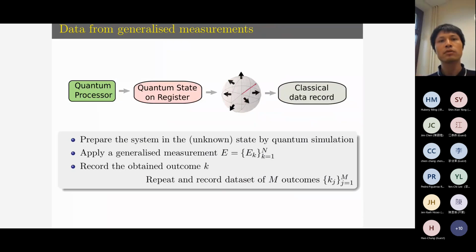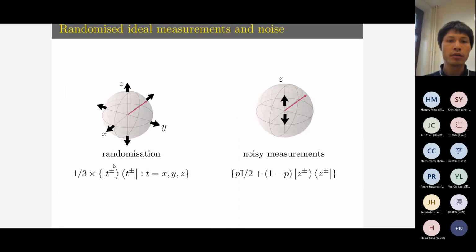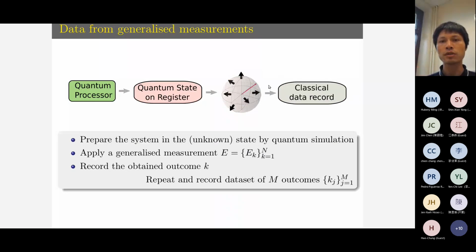And what is the framework to do shadow tomography with generalized measurements? It's very similar to before, or more or less exactly as before. Just keep in mind that generalized measurement already contains this randomization as a special case. So we don't have to do randomized measurement, we don't have to do several measurements. We just have to do one single POVM, and then that's done for the data.